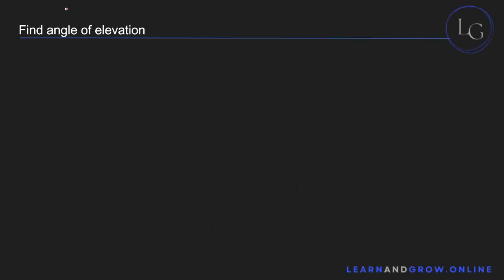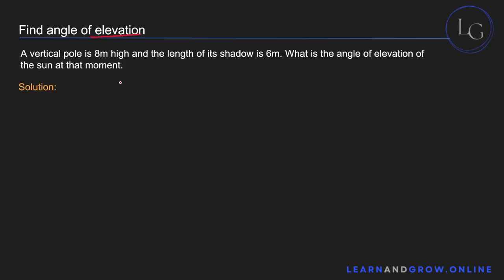Now let's see how you can find the angle of elevation. So basically, this is a question that explains what the angle of elevation is. I think it's very self-explanatory, but just in case, it says that a vertical pole 8 meters high and the length of its shadow is 6 meters. What is the angle of elevation of the sun at that moment?